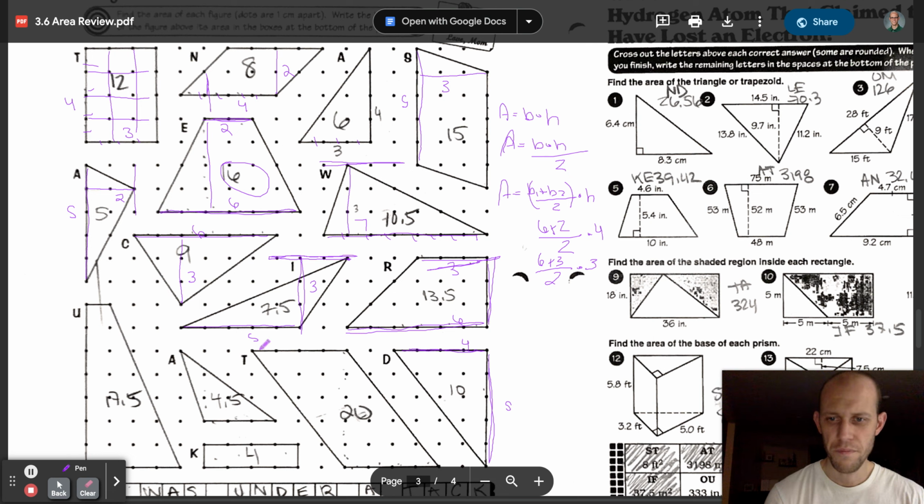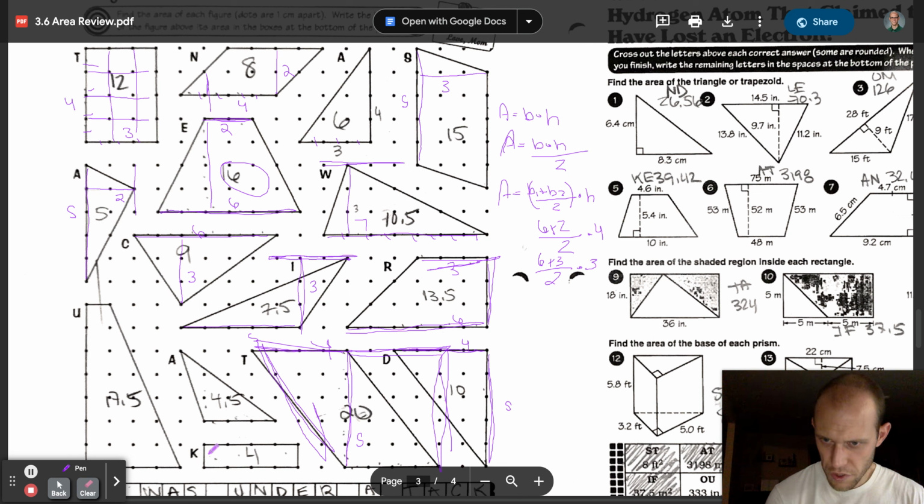Another parallelogram. I'll use this as the base, and I'll draw this line in for the height. Base of 1, 2, 3, 4. Height of 1, 2, 3, 4, 5. So 4 times 5 is 20. And again, you can see why it's the same formula as a rectangle, because I can take this triangle right here and move it into this location and it will fit perfectly and make a rectangle.